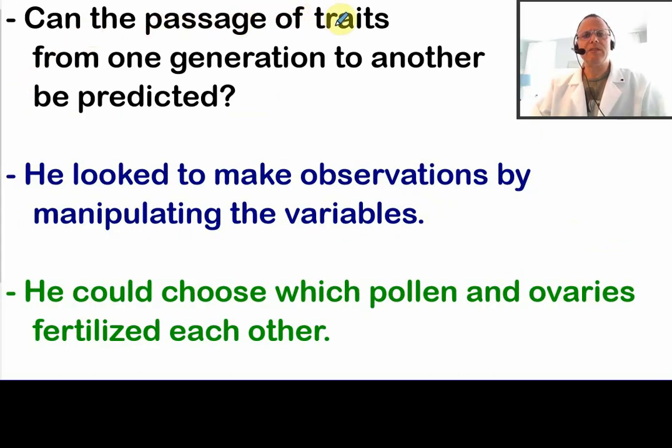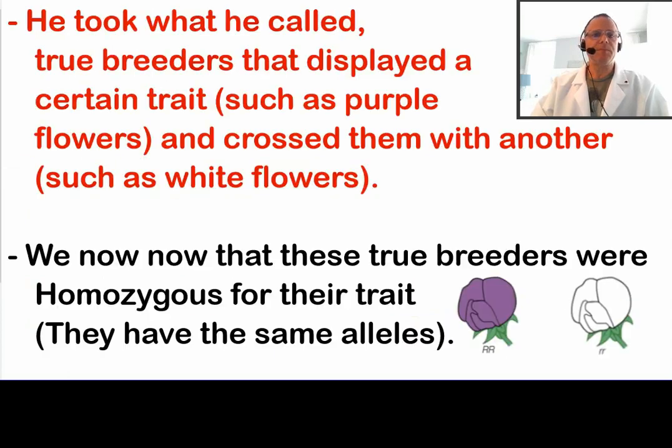So, can the passage of traits from one generation to another be predicted? He looked to make observations by manipulating the variables. He could actually choose which pollen and which ovaries fertilized each other. So he was controlling an experiment.